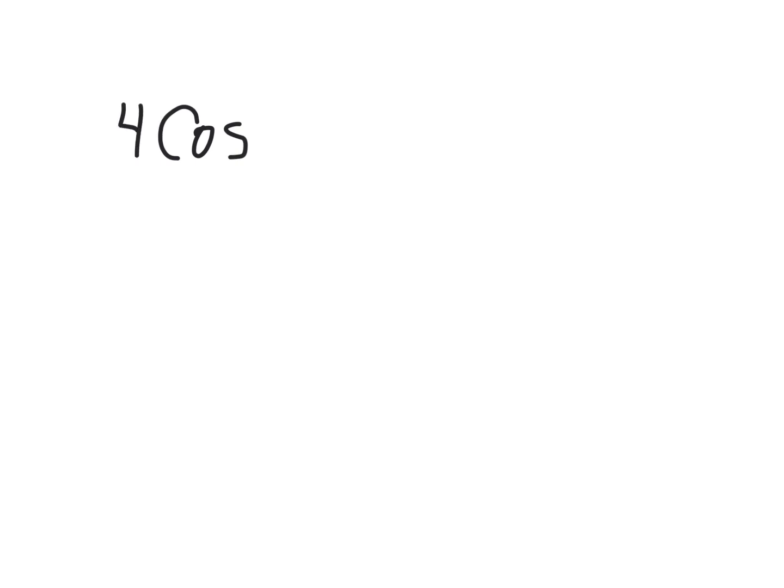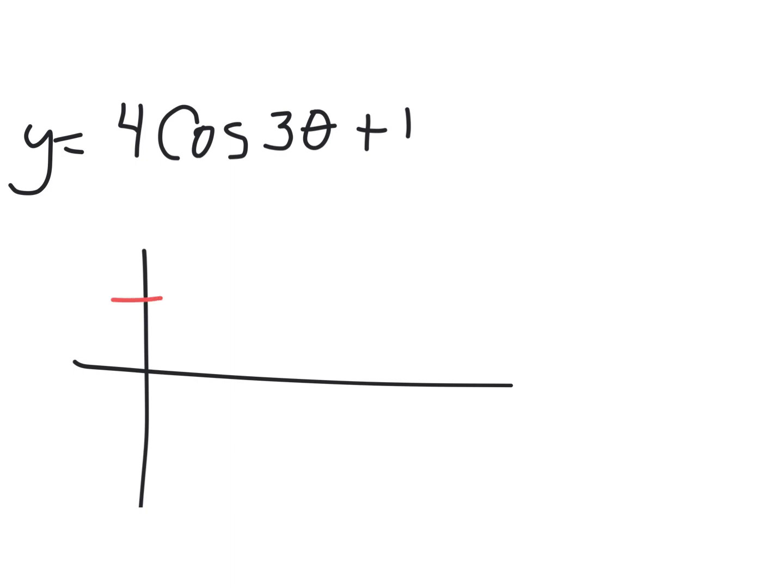I'm just going to make it 4 cosine of 3 theta and move it up 1. Always start by graphing regular cosine. It always looks the same to start with. Then make your 3 changes to it. I'll pause while I give that a shot.